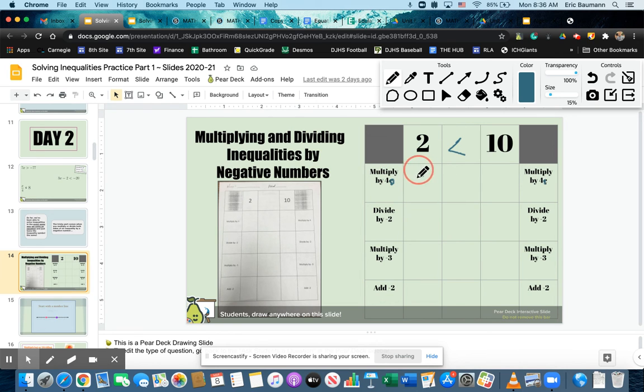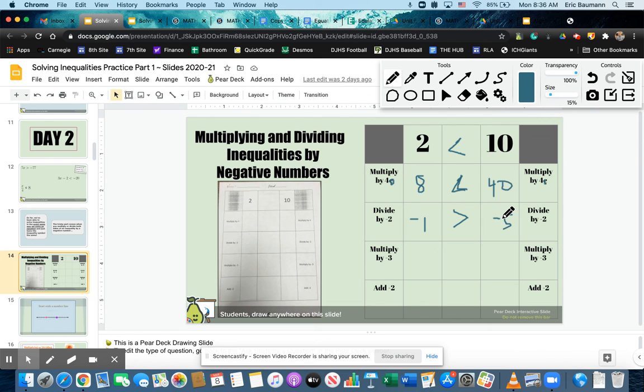So if I multiply this side by 4 and this side by 4, we can again say that 8 is less than 40, all right? Now imagine if I divided it by a negative 2. 2 divided by negative 2 is negative 1. 10 divided by negative 2 is negative 5. Look what happens. When I divide by a negative, my inequality flips. Negative 1 is greater than negative 5 because it's moved to the opposite side of the number line.